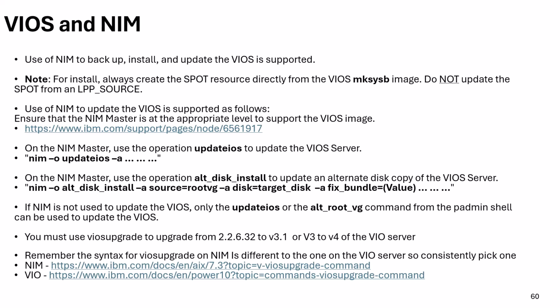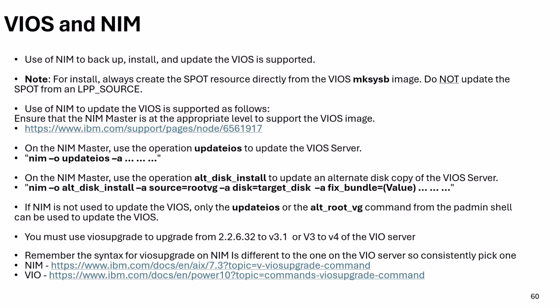So the first thing is you need to make sure that your NIM master is at the right level to support the VIO server image. In my case, whenever a new level comes out, the first thing I update is my NIM master. So it is always at the highest level. That way I know that whatever else they bring out, I should be able to support it, whether it's AIX or my VIOs.